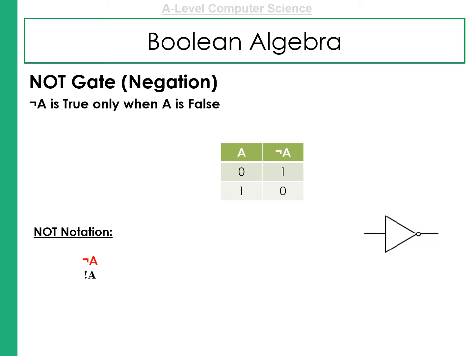Our third gate is the NOT gate. It's called negation. This is when the input is true, the output is false. It inverts the input. You can see the symbol is a small triangle, but it also has a small circle at the end of it. This is because of the design of the gate. The symbol to represent this when we're writing out logical statements is a small line with a right angle, and you can see that highlighted in red on the screen.